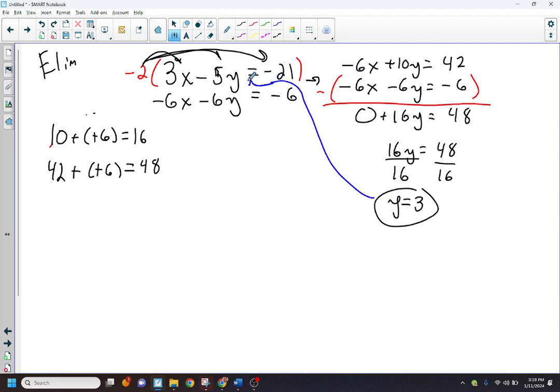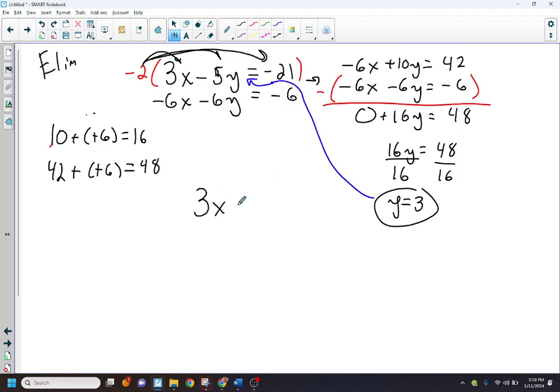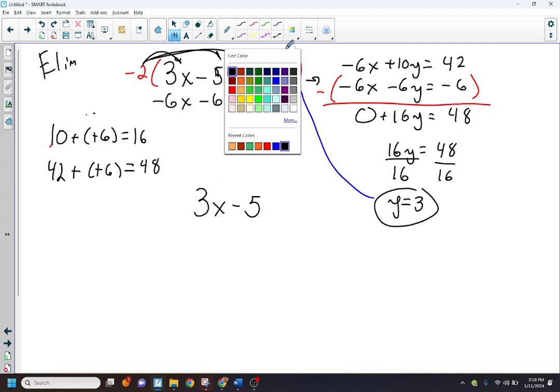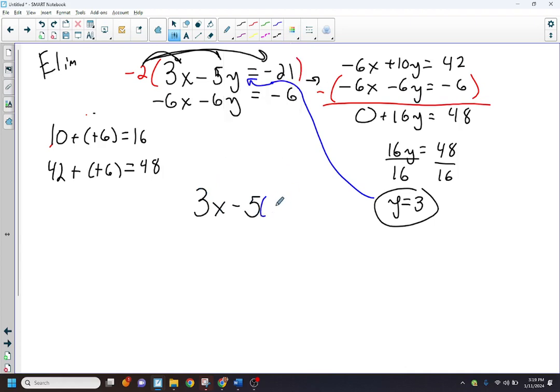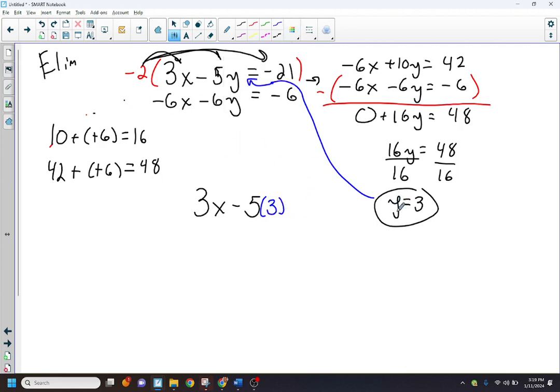Is it the top one? Sure, let's do the top one. 3x minus 5 times 3. Why is it 3x and not 3 times 3? The x is not gone. This is y equals 3, so I must replace the y, okay? That's why you've got to pay attention to your variables. 3x minus 15 equals negative 21. Plus 15 on both sides.